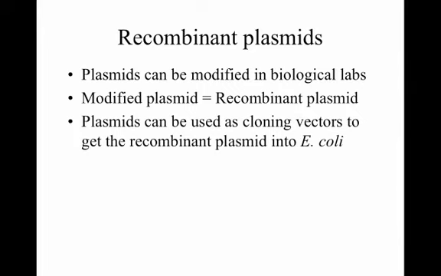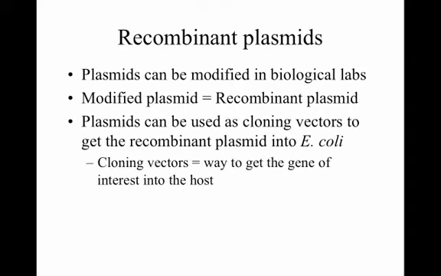And so plasmids can be used as what we call a cloning vector to get the recombinant plasmid into E. coli, meaning it's a way for us to get the gene we're interested in into the E. coli. So generally speaking, a cloning vector, plasmids being one example of them, is just a way to get the gene I'm interested in into my host. In this case, my cloning vector is a plasmid, my host is going to be E. coli.